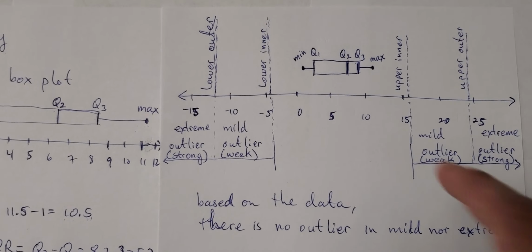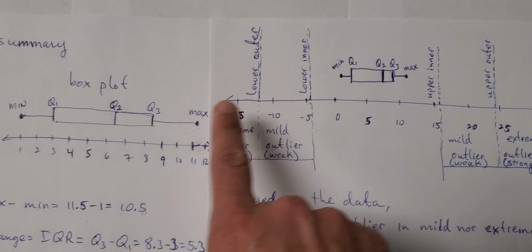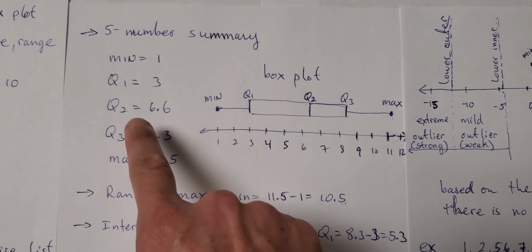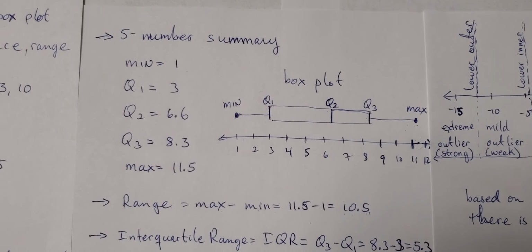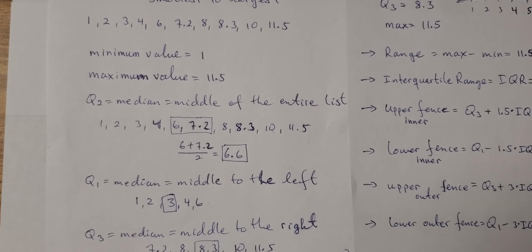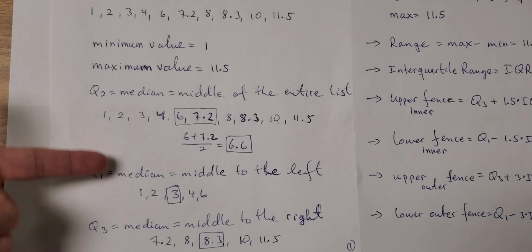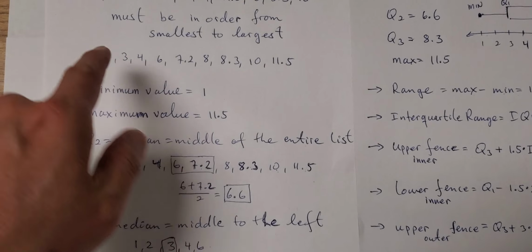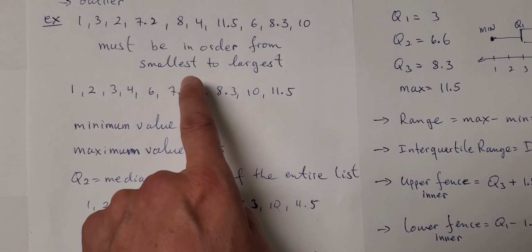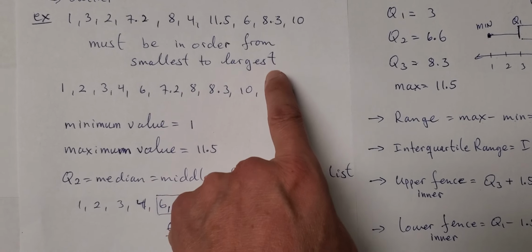Okay, so this box plot is the same as this. And where does this come from? From these 5 summary numbers, which I have from the beginning, right here. And where did I get these numbers? From the data that I have here. And make sure that these data are in order from smallest to largest.